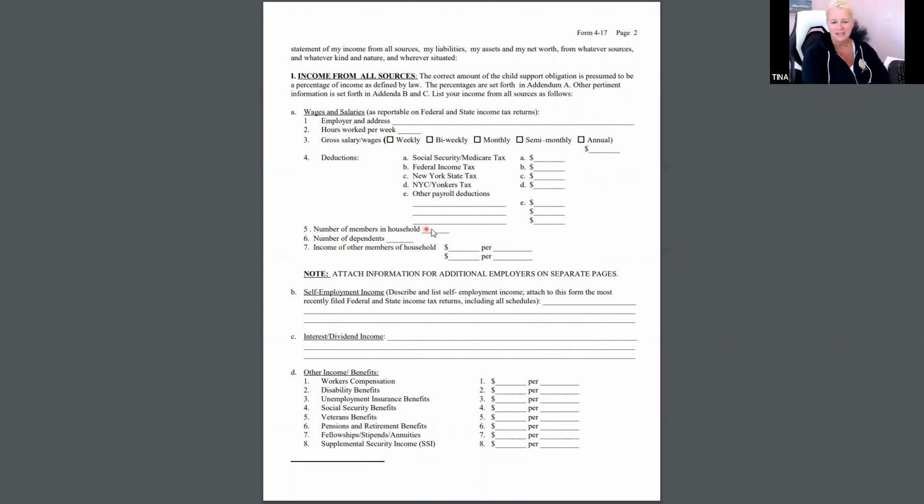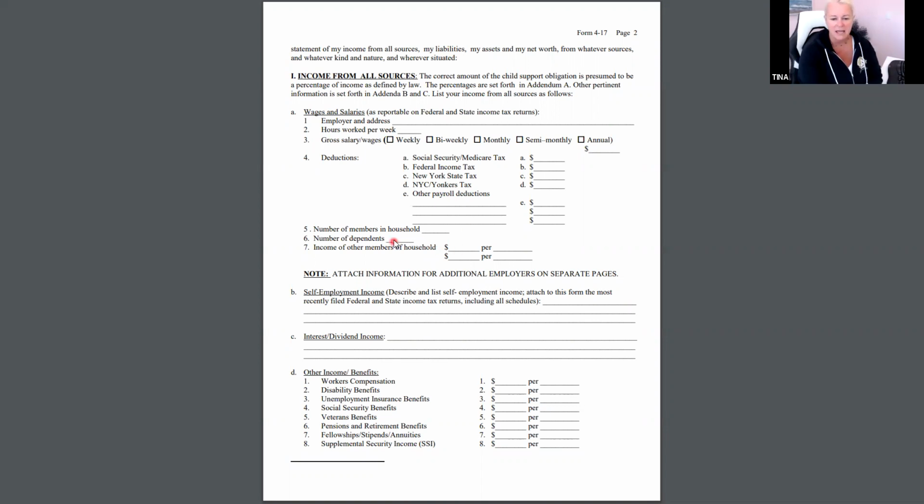One of the things we come across all the time: number of members in household. List everybody who lives there. Your sister, your mother, your grandmother, your girlfriend, your girlfriend's mother's sister, whatever kids they have there. If Uncle Joe is sleeping on the couch, you've got to list Uncle Joe. And we suggest you include the kids that are subject to the proceeding. Even if you only have them every other weekend, they're still a member of your household. Maybe not for income tax purposes, but they're still part of your household. So include them.